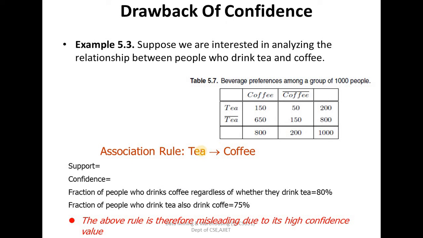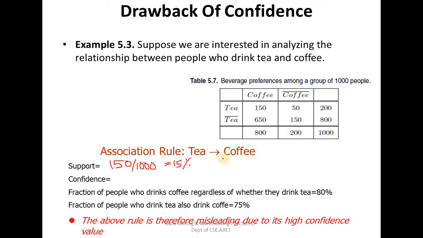Support is given by the number of times a person drinks both tea and coffee divided by the total number of transactions. So, the frequency of people who drink both tea and coffee is 150, divided by the total number of transactions, which is 1000. So the total number of people over here is 1000. What is 150 divided by 1000? In terms of percentage, you will get 15%. So that is the support, 15%.